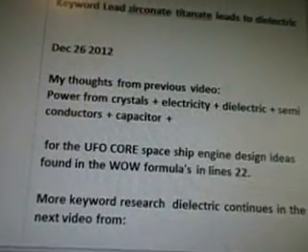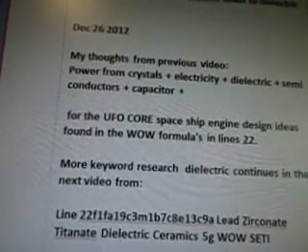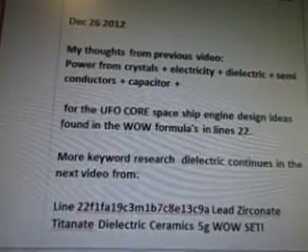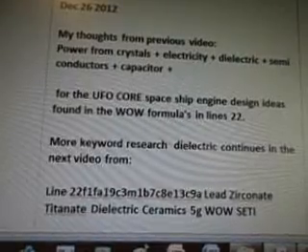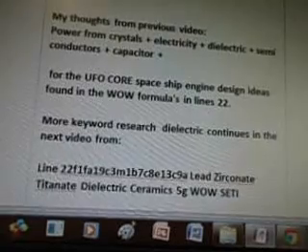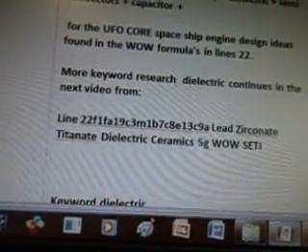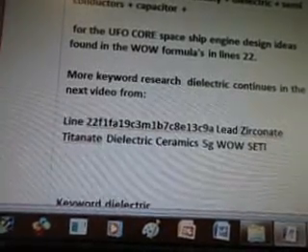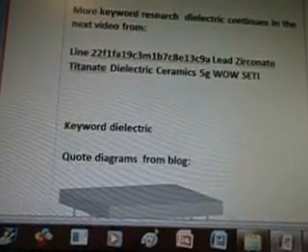So December 26, 2012, my thoughts from a previous video. Actually, this is kind of a formula thing. Power from the crystals with electricity, dielectric, semiconductors, and capacitor for the UFO core spaceship engine design ideas found in the WOW formulas in lines 22. In line 22 alone, it has hundreds of videos, probably 100 or 200 videos just in that one line alone. And it's talking about the core, the engine, and the formula mixtures for the actual fuels that go into the engine, and they're self-regenerating fuels, so they never burn out. So more keyword research on dielectric continues in the next video from line 22.